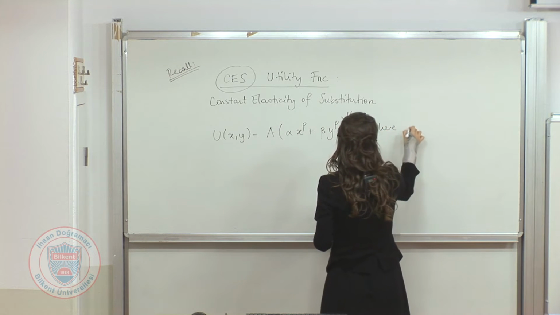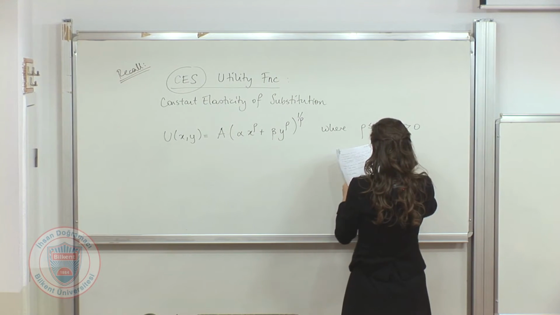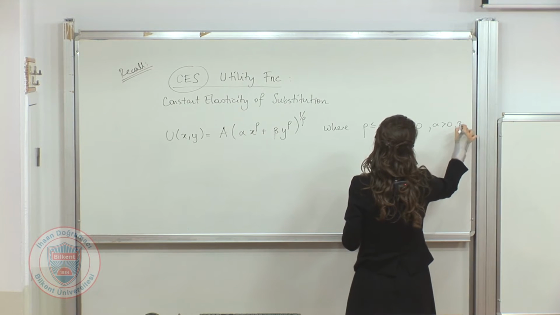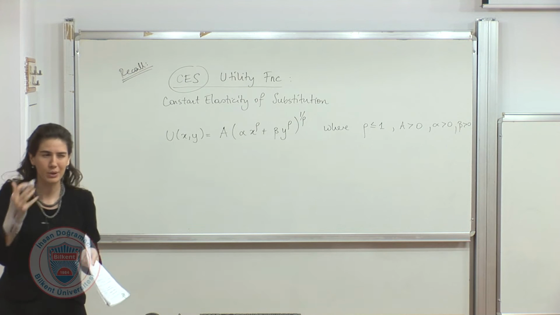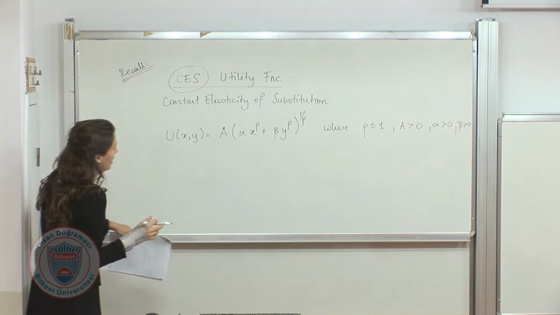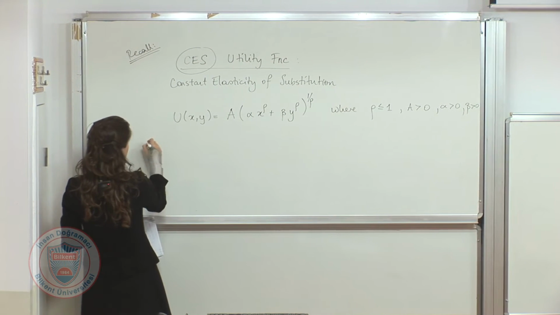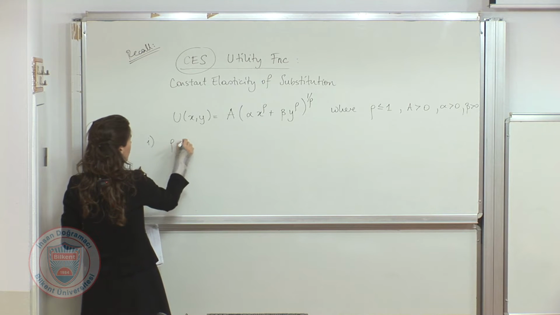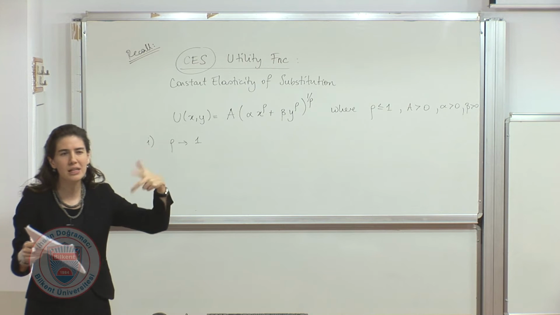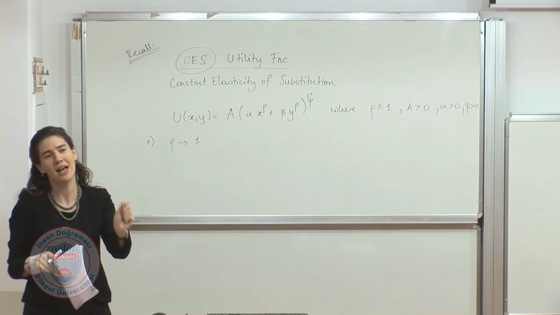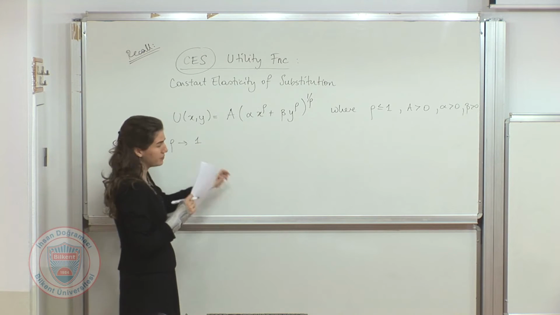Where rho is less than or equal to 1, we said that A is greater than 0, alpha is greater than 0, beta is greater than 0. And along the way, to derive the forms that we considered, we actually put even a bit more restrictions, okay? Remember, this rho was governing the degree of substitutability, though it's not exactly the elasticity of substitution. So this governs the degree of substitutability.